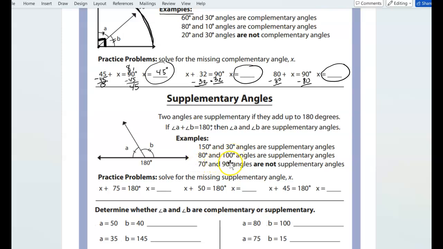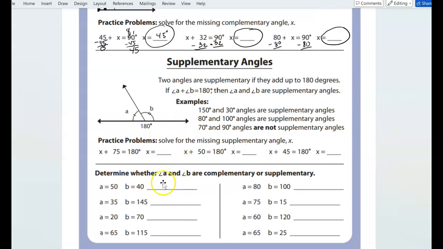80 degrees and 100-degree angles are supplementary angles. Why? 100 plus 80 is 180. 70 degrees and 90 degrees angles, they are not supplementary angles. Those don't add up to 180. 70 and 90 do not add up to 180, so they're not. We have 180 degree angles here. We have two angles. They are supplementary. They add up to 180 degrees.